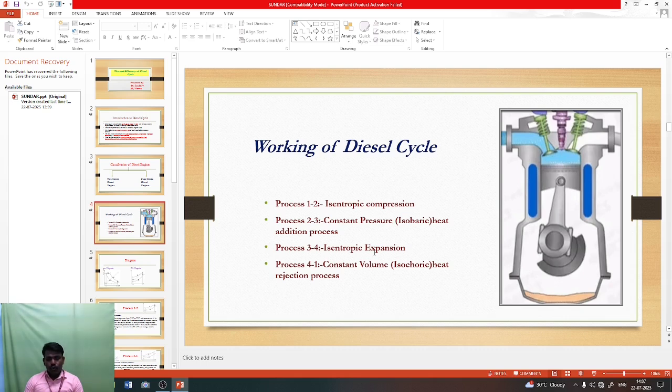Then process 3 to 4, the isentropic expansion process. It means the air is expanded isentropically during this process. Process 4 to 1, the constant volume heat rejection process. During this process the heat is rejected from the system, and at that time the volume should be constant. So these are the processes in the diesel cycle. Now we are going to see the diagram. From the diagram, we can see how it operates.